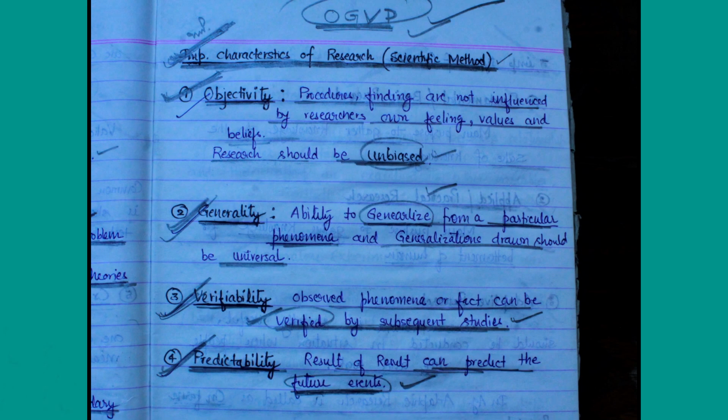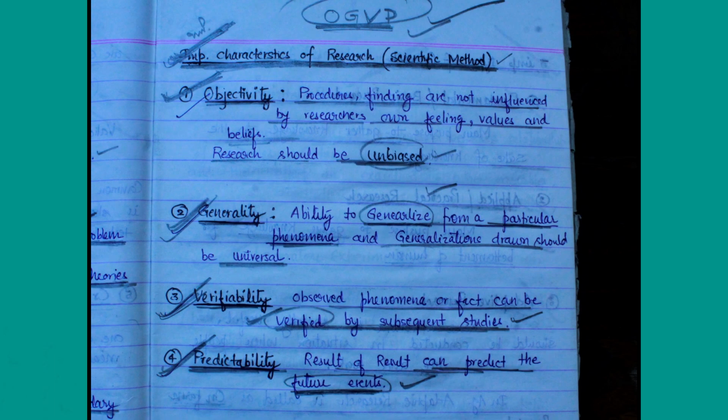Generality means the conclusion drawn from the research should be generalized from particular phenomena to broad phenomena, right? Because the research we are doing in IARI, if we are doing research for a whole country, suppose we have developed a particular rice variety, not only should it perform in Delhi in our experimental plots, but it should be generalized, it should perform in those areas where basmati is being grown, right? So the more generalizability there is, the better the research.